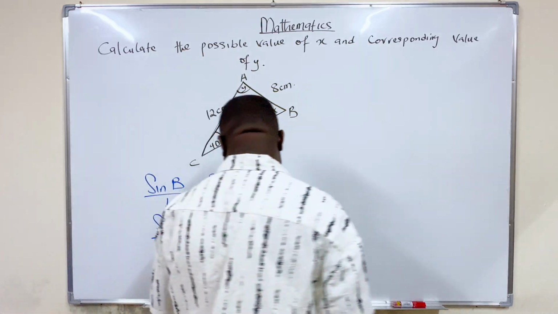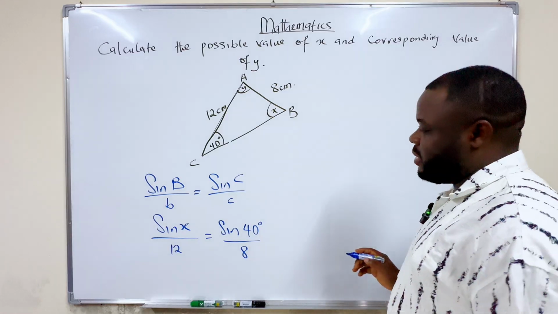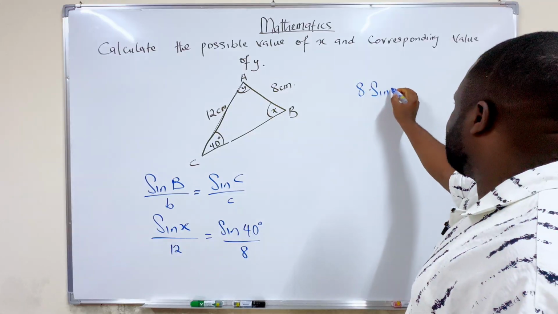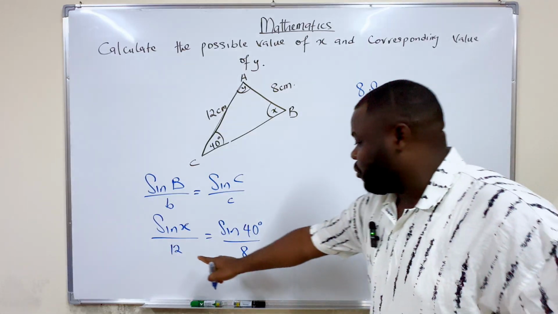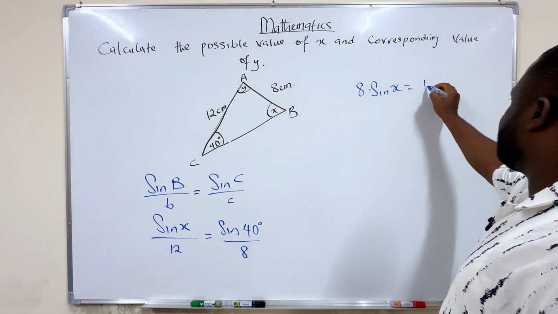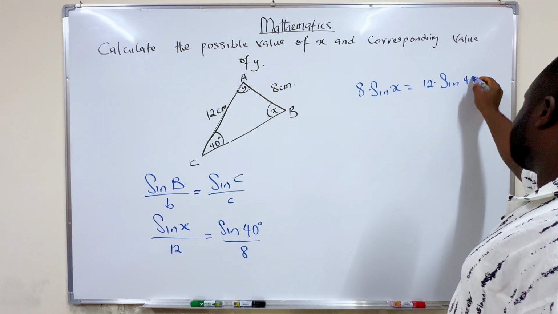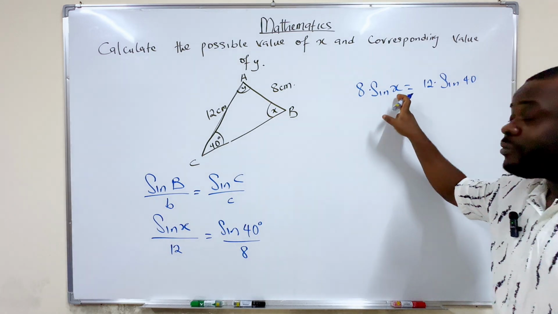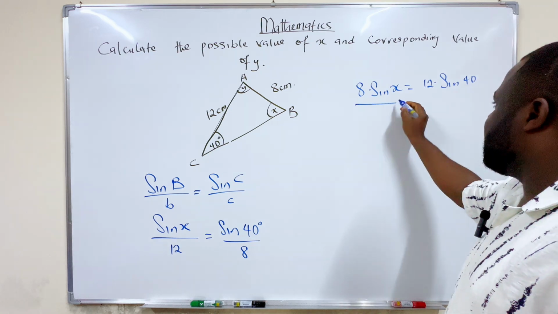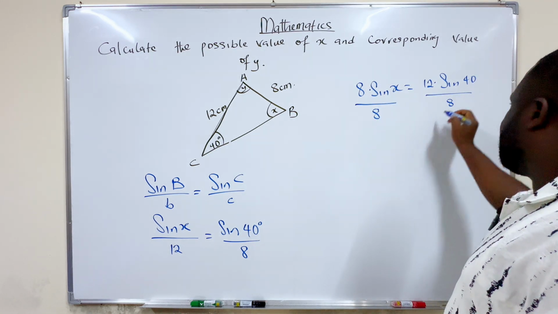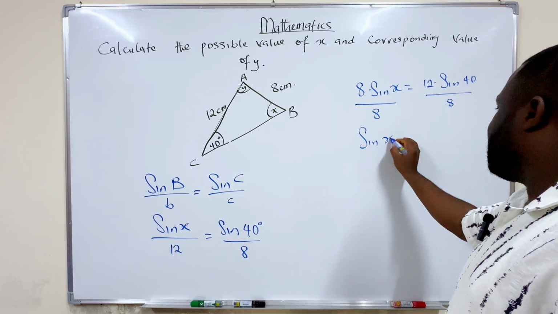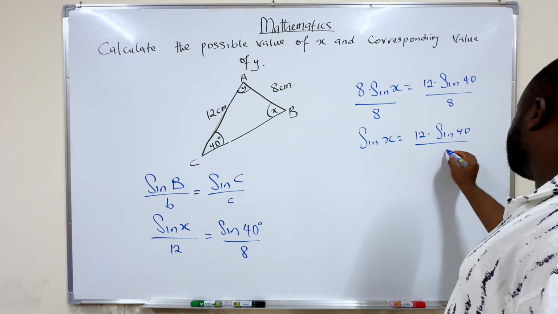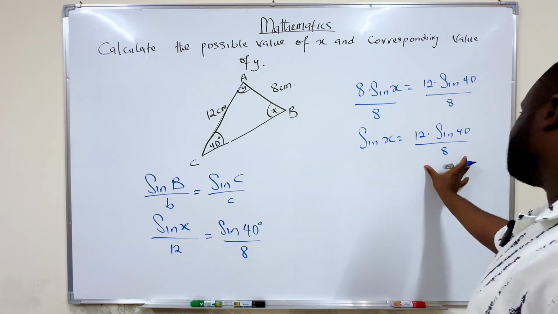So let's do that. We have 8 multiplied by sine x equals 12 multiplied by sine 40. When you get to this point, the next thing you need to do, remember we want to find the value of x, is divide both sides by 8. So we now have sine x equals 12 multiplied by sine 40 over 8. Okay, this is what we are going to get.